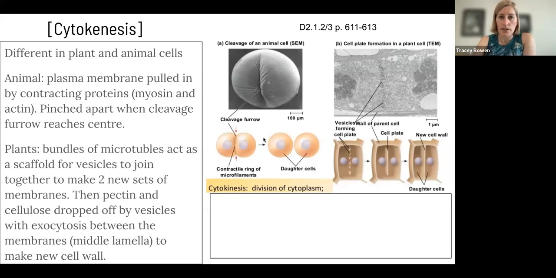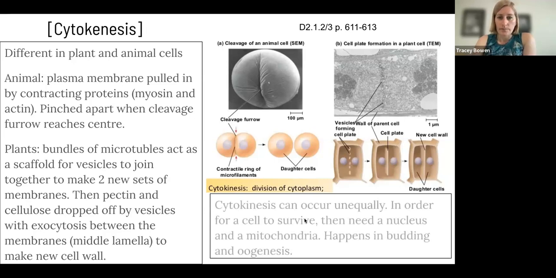In plants, which is this image here, plants have bundles of microtubules that act as a scaffold for vesicles at this point here. So to make two new membranes, the vesicles are coming here and they're joining up together to make membranes. And then pectin and cellulose are dropped off by different vesicles through the process of exocytosis, and that's going to be dropped off between the membranes, called the middle lamella, to make a new cell wall. And once that's fully built, then you have a separation of the cells.